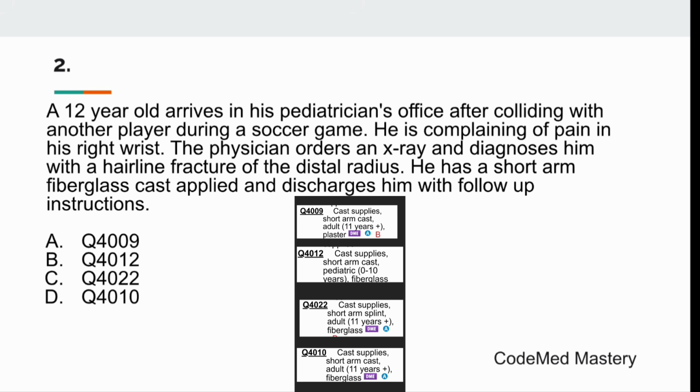Now let us read the question. A 12-year-old arrives in his pediatrician's office after colliding with another player during a soccer game. He is complaining of pain in his right wrist. The physician orders an X-ray and diagnoses him with the hairline fracture of the distal radius. He has short arm fiberglass cast applied and discharges him with follow-up instructions. So here there is short arm fiberglass cast applied. So, which among these four codes is correct?